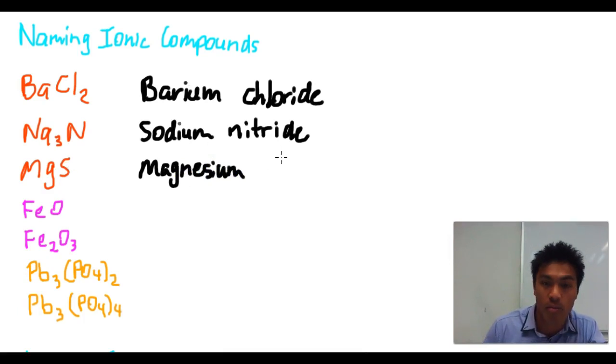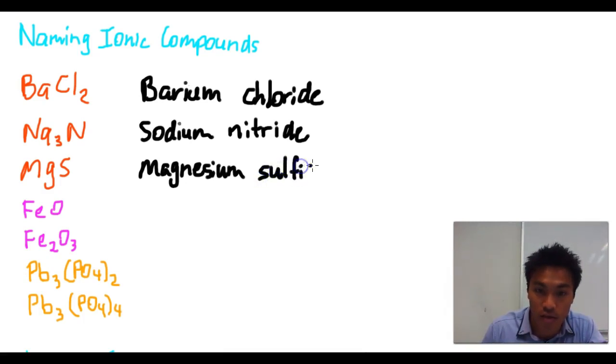And sulfur, remember, we use the base of the word, sulf, and we put an I on the end: sulfide. Now, depending on where you're from, you may spell it with a pH, but here in Australia we use the F convention, so magnesium sulfide.